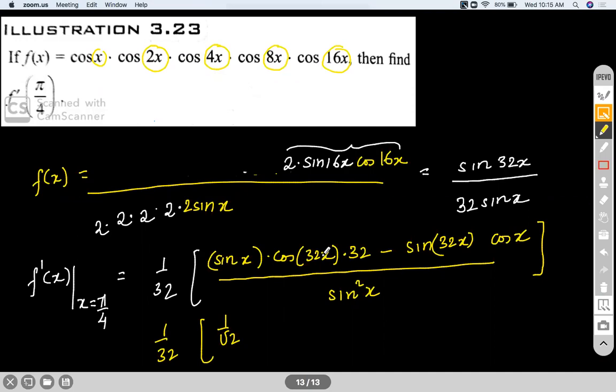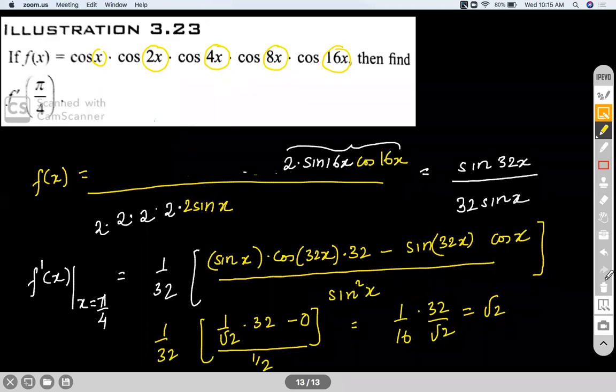Okay, cos 8 pi. Cos 8 pi is 1. But sin 8 pi is 0. By sin square is 1 by 2. So your answer is 1 by 16 into 32 by root 2, which is actually root 2.